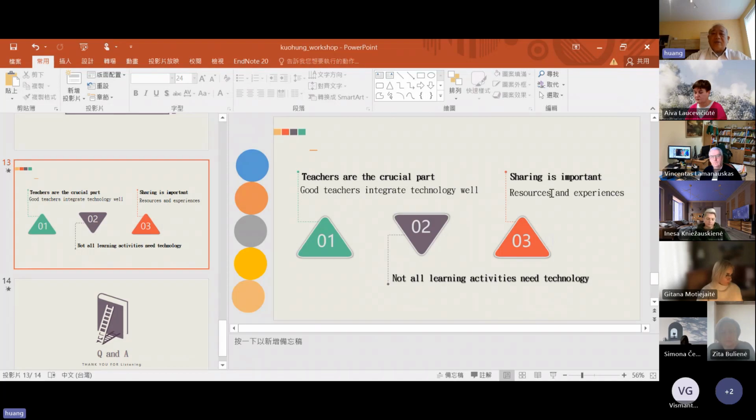Also, the government is still adding free e-learning resources online. There are more and more animations and movies that students can watch and learn from. So this is what we have found so far.